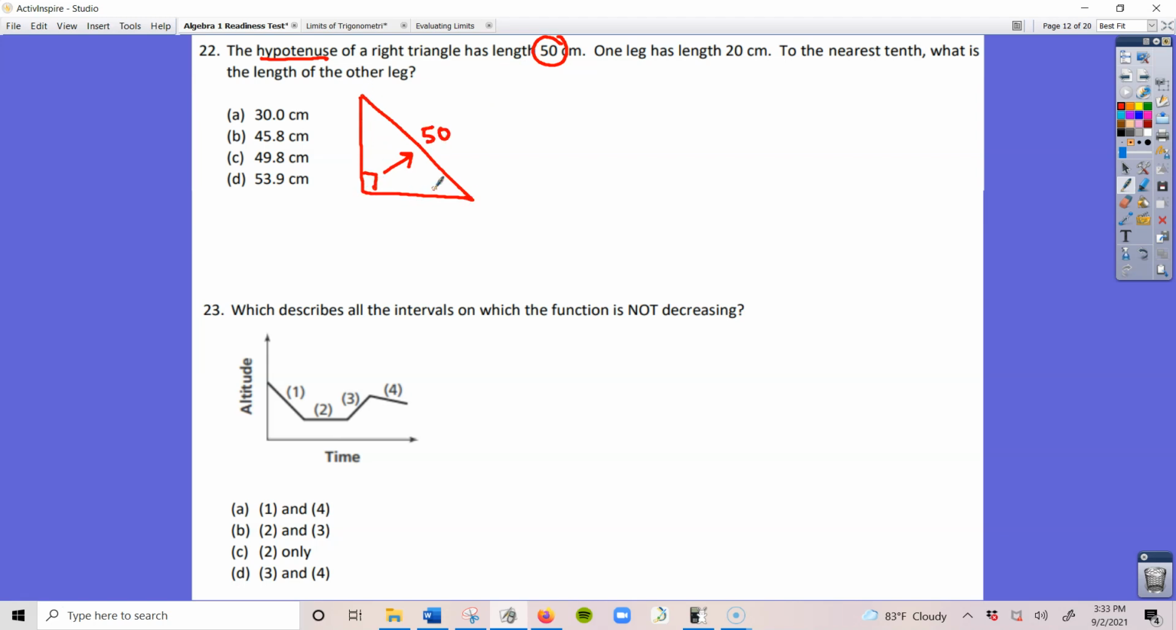These here, the ones that connect to the 90 degrees, those are the legs. And we have here that one of the legs is 20 centimeters. You can put the 20 in this leg or in this leg, it does not matter. Whenever you're trying to solve for a missing side of a right triangle, you are going to use the Pythagorean theorem. And the Pythagorean theorem is a squared plus b squared is equal to c squared. What you plug in for a and b are the legs. C is where you put the hypotenuse.